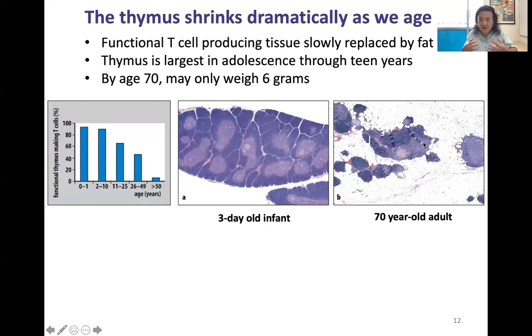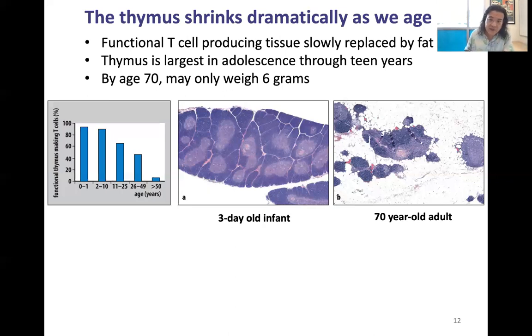Our thymus is largest during our preteen through teenage years, because that's when Mother Nature intended us to really work on getting our strongest immune system up and running as part of our fitness, to get ready for being selected as a potential reproductive mate.